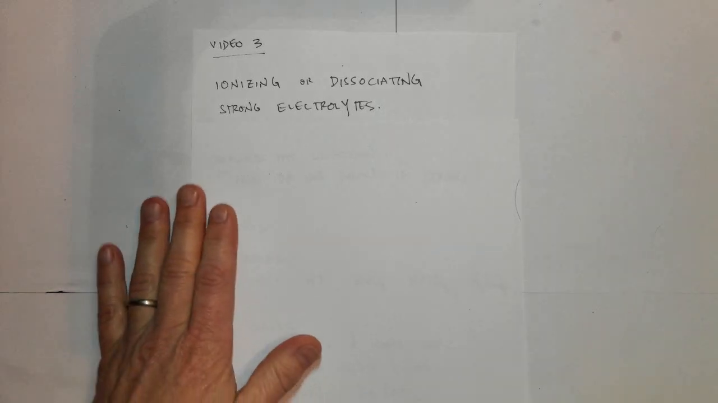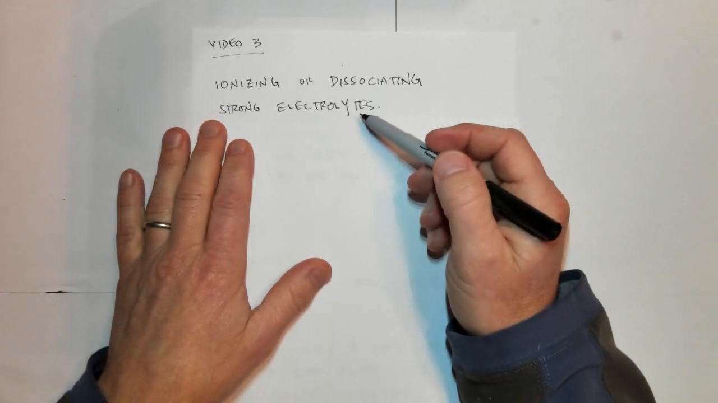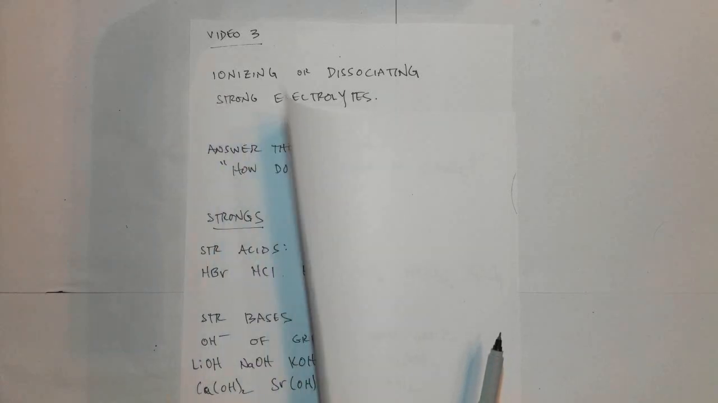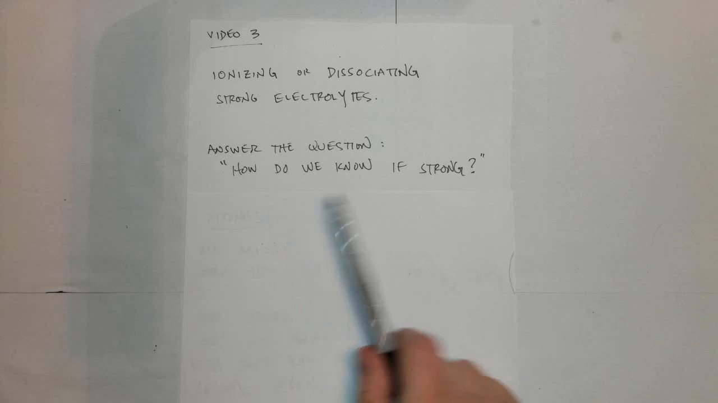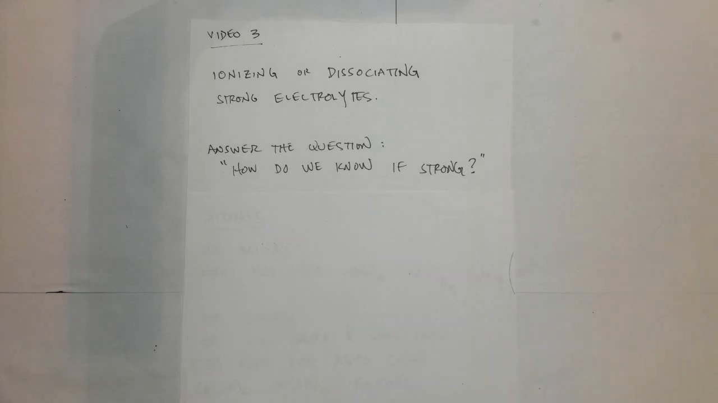So in this video we'll look at ionizing or dissociating strong electrolytes. How we actually do that, which ones do that, and in particular, how can you tell? So in this video cast we want to answer the question, how do we know if something is strong?